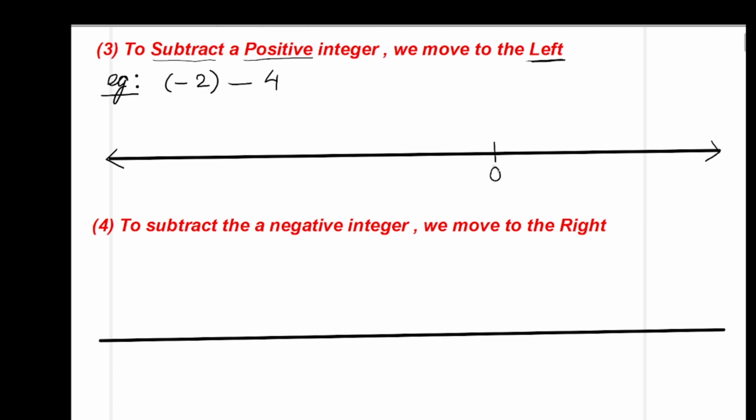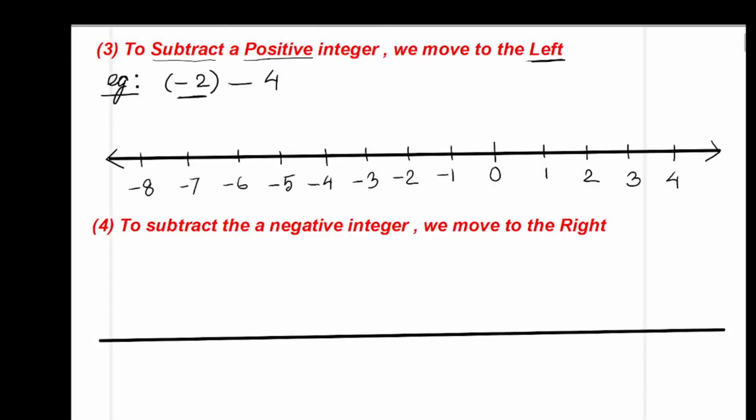Here 0, 1, 2, 3, 4, and on the left -1, -2, -3, -4, -5, -6, -7, -8. Okay, now see, we have to move towards left.